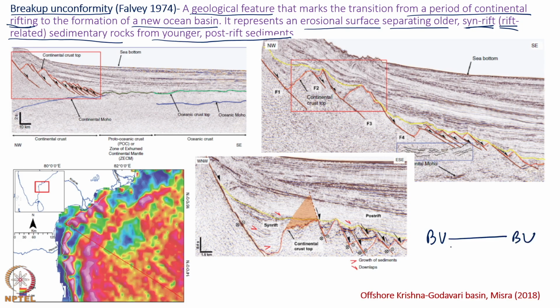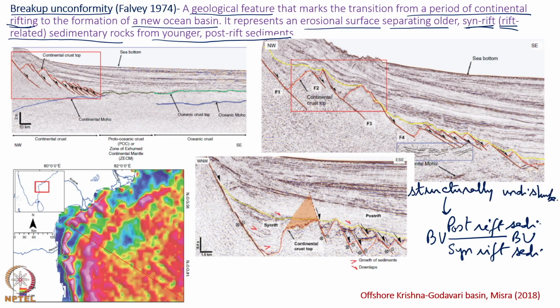So, a breakup unconformity will have at its bottom the syn-rift sediment and above it post-rift sediments. Post-rift sediment means that the rifting got over, deformation is no more happening, faulting has stopped, and then sediments got deposited. So, we expect the post-rift sediments to be structurally undisturbed, whereas the syn-rift sediments we expect to be structurally disturbed.